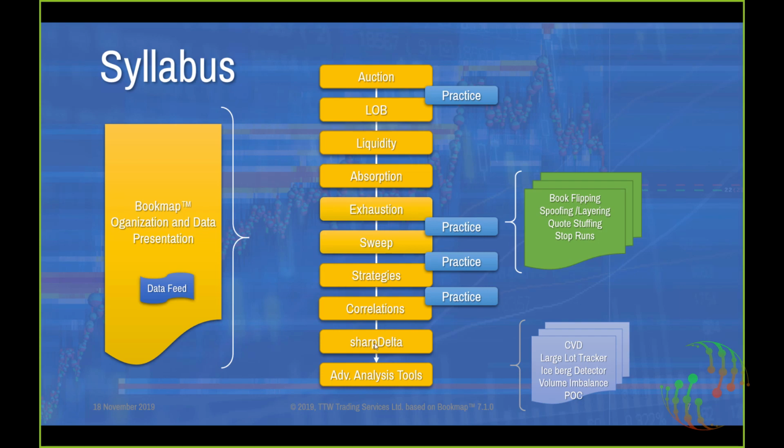I will have some words on Sharp Delta, and we will see Bookmap's advanced analysis tools like CVD, large lot tracker, iceberg detector, volume imbalance. At the end of the day, and the end of the seminar, I would like to encourage and motivate every one of you to have the same setup in Bookmap like I have.